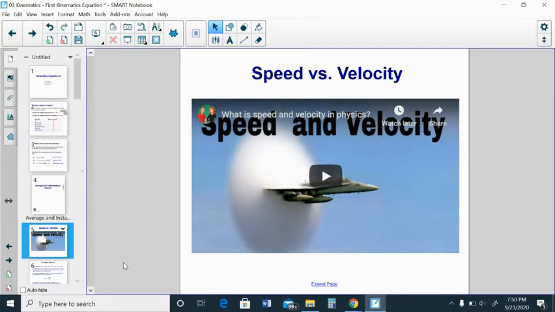Okay, so in the video clip, it mentioned velocity. The calculation for velocity is very similar to speed. However, the main difference is that velocity is a vector. So you're not just giving a magnitude, for example, meters per second. It's that magnitude plus a direction.